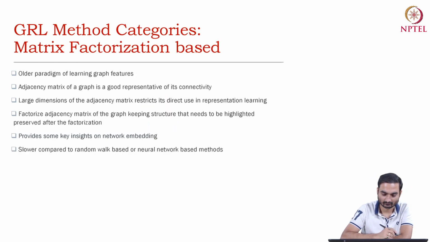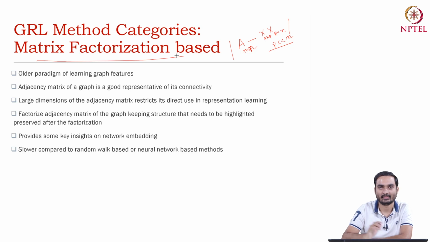The second category is the matrix factorization based approach, where we have this adjacency matrix A and we try to factorize it into low dimension. Say this is n cross n, so we map it to n cross p and p cross n, where p is much less than n. This kind of matrix factorization is used heavily in the recommendation system that we will discuss in the next chapter.